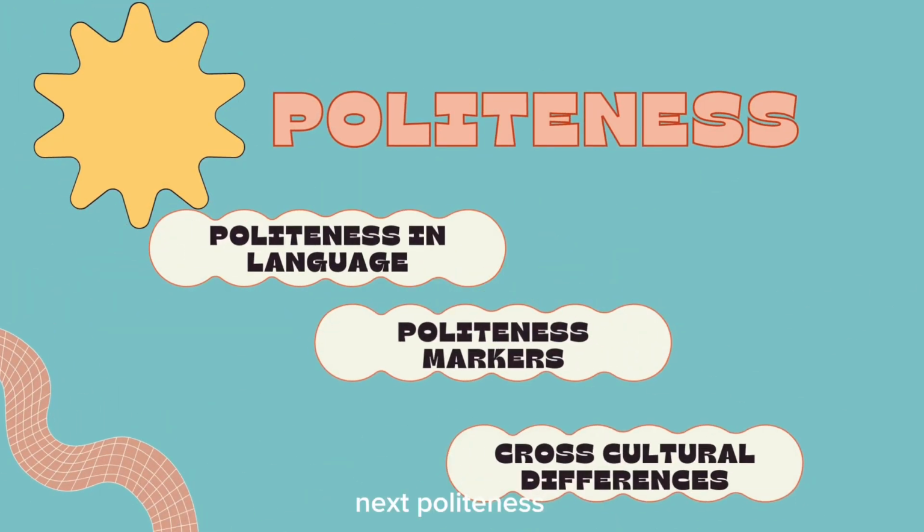Next, politeness. Politeness in language is a crucial aspect of sociolinguistics. It examines how culture and social norms shape politeness strategies and language use in various contexts. Politeness encompasses linguistic and non-linguistic behaviors that aim to maintain social harmony, show respect, and mitigate potential face-threatening acts.